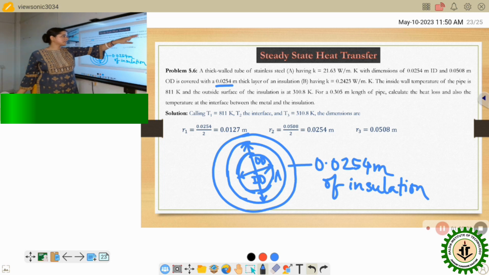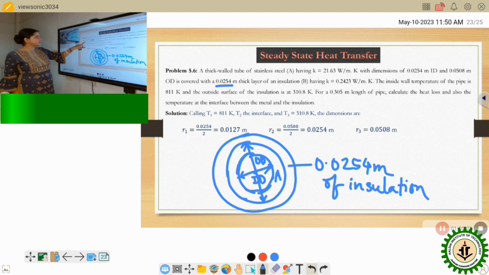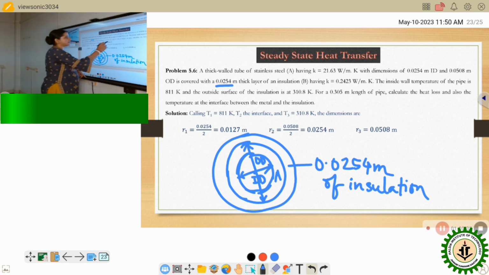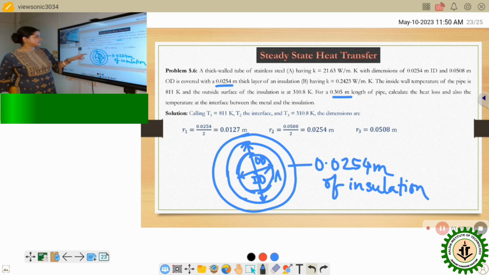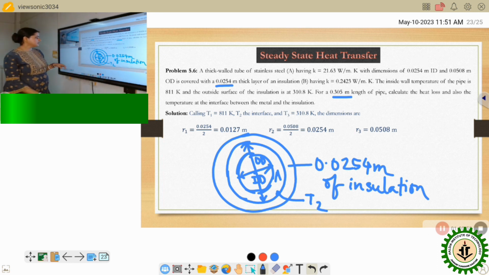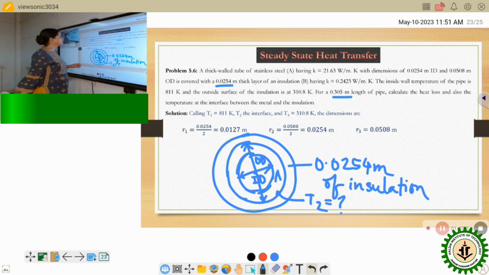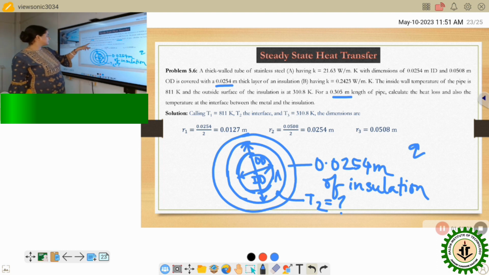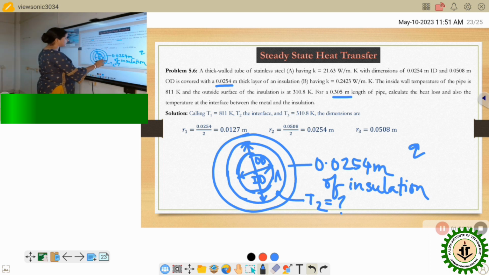The inside wall temperature of the pipe is given as 811 Kelvin, outside temperature 310.8 Kelvin. Now for a 0.305 meter length of pipe, L is given. Calculate the heat loss and also the temperature at the interface between the metal and insulation. So I need to find out the temperature of this portion, and also the heat loss, Q. So T1 and T3 are given. I need to find out T2.